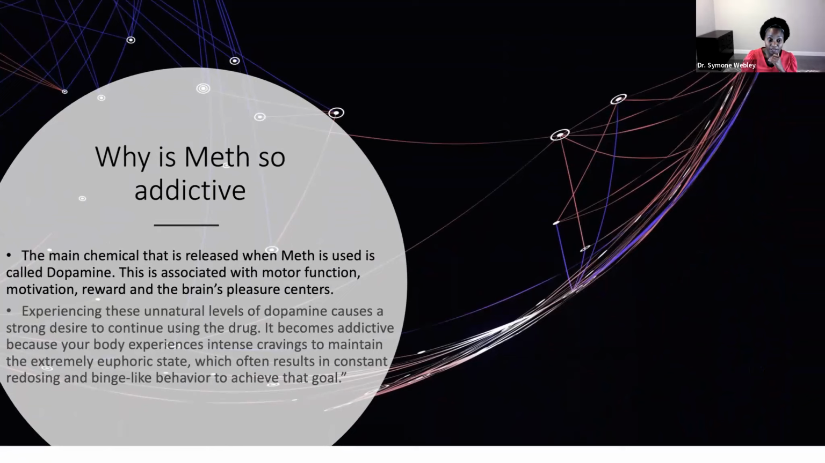Methamphetamine is so addictive because the main chemical released when meth is used is dopamine, which we mentioned before, the chemical that is released when the body wants to remember that something is pleasurable and that it wants to do it again. This is associated with motor function, motivation, reward, and the brain's pleasure center, as we said before. So experiencing these unnatural levels of dopamine causes a strong desire to continue to use the drug. And it becomes addictive because your body experiences intense cravings to maintain the extremely euphoric state, which often results in constant redosing and binge-like behavior to achieve that goal.